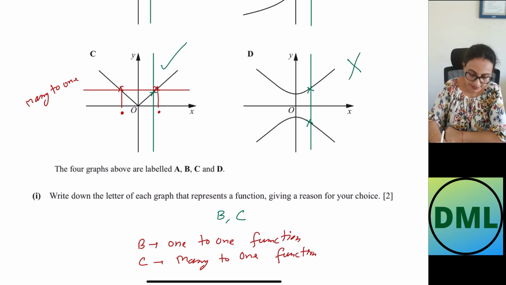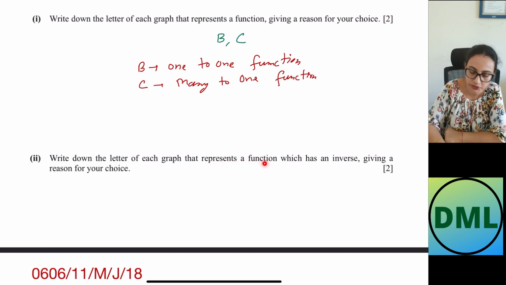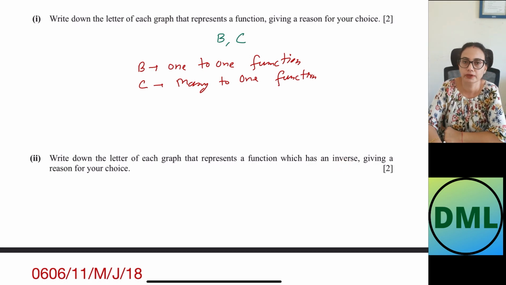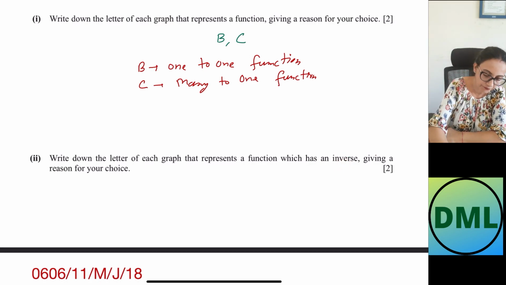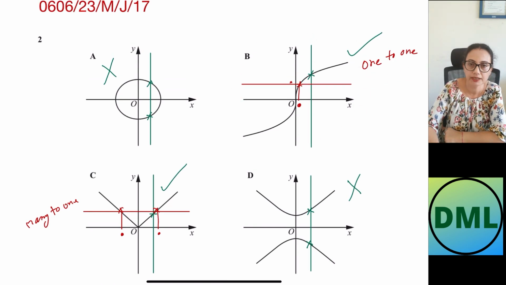That is my reason. Let's see the second part here. They are asking, write down the letters of each graph that represents a function which has an inverse, giving a reason for your choice. As I told you earlier, first of all, it should be a function, and the inverse should happen for only one-to-one function. Which graph is one-to-one function? Our B graph is one-to-one function. That means for B, the inverse is possible and this is also a function.